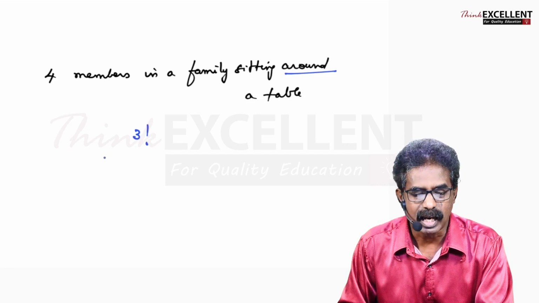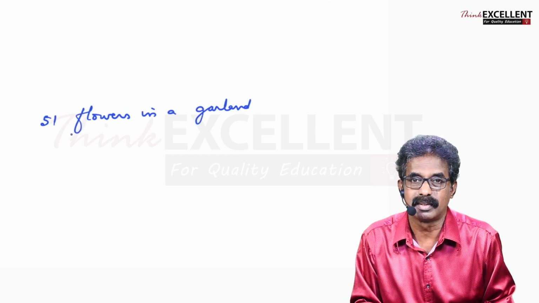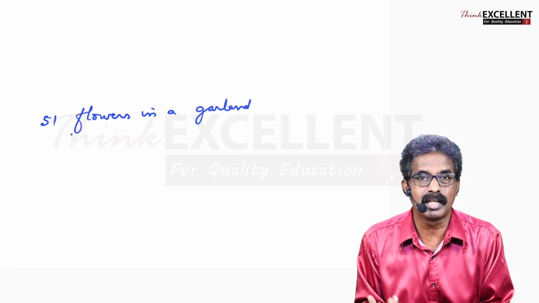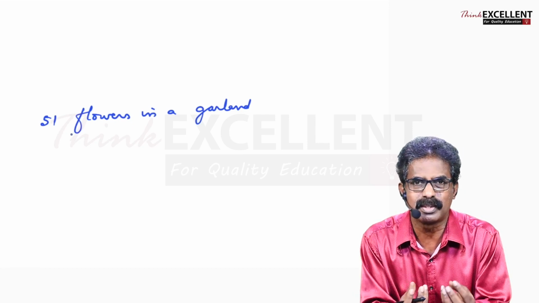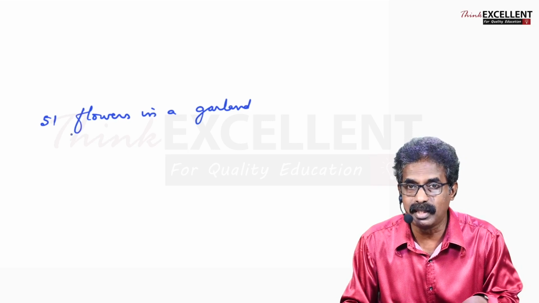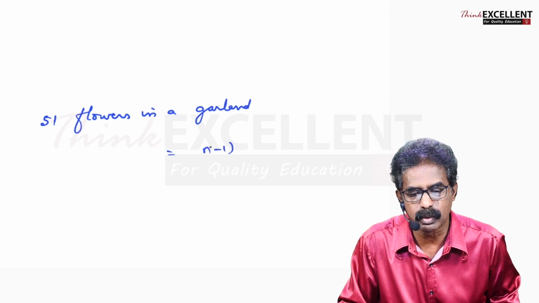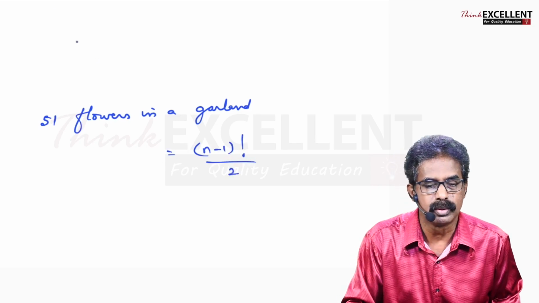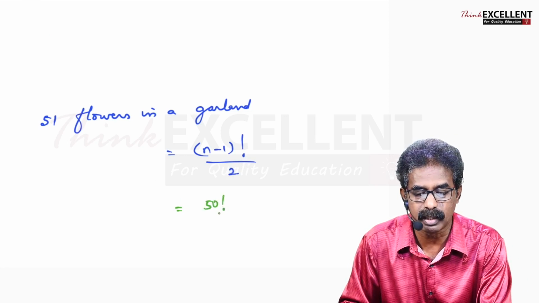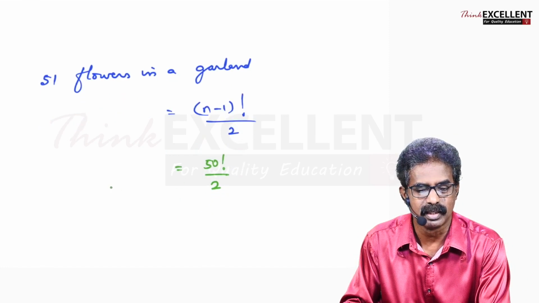3 factorial. Another one you see, 51 flowers in a garland. Suppose some rose garland, okay? There are 51 flowers. How many ways can you arrange 51 rose flowers? Everything looks similar, right? You cannot easily distinguish them. So it is a garland, so it is a circle, and they're all exactly alike. So the formula it uses is (n minus 1) factorial by 2. So what is n here? 51. So 51 minus 1, 50 factorial by 2. Can you simplify? Don't cancel it. You can't do that. Okay, just leave it.